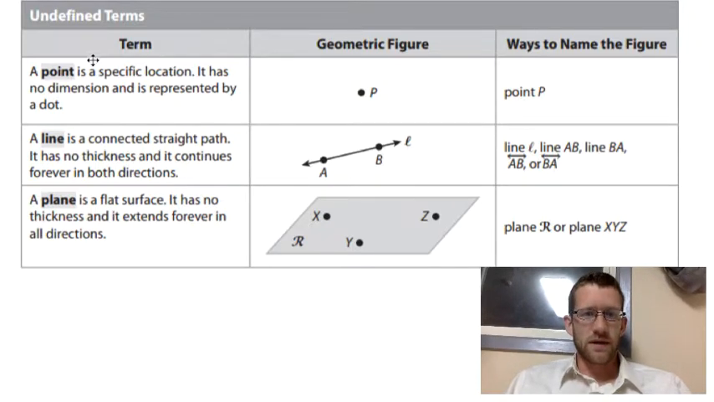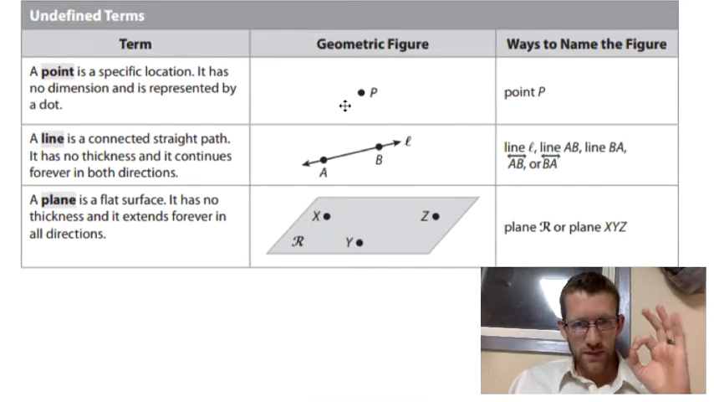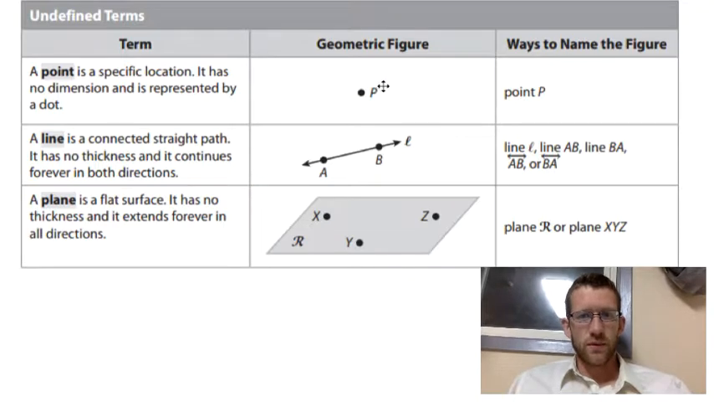So first up, it's a point. A point is a specific location in space. We represent it with a dot, and then we give it a name. Oftentimes these names are letters. So we'd say this is point P right here.